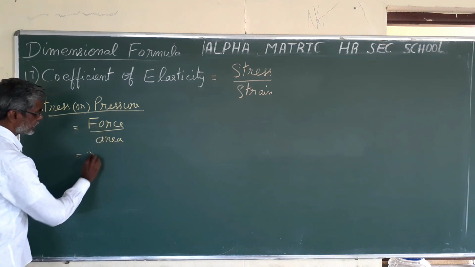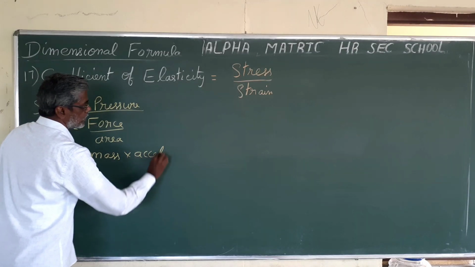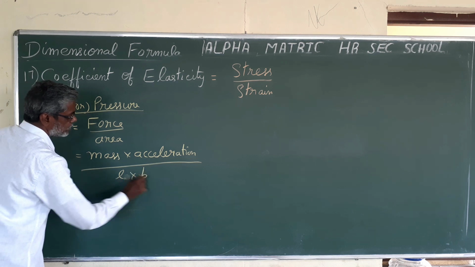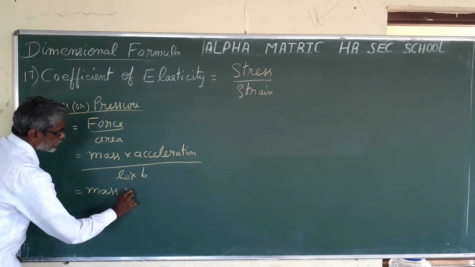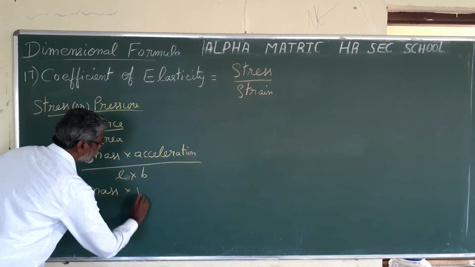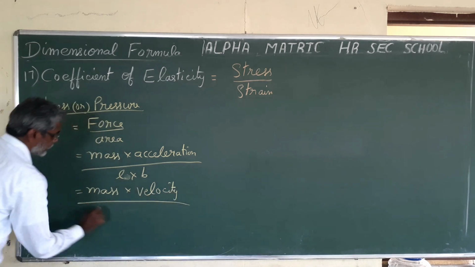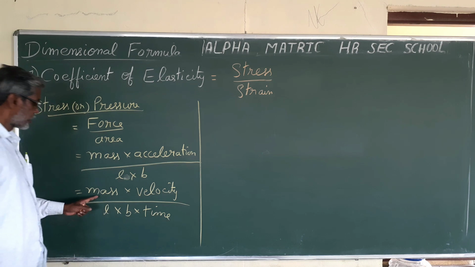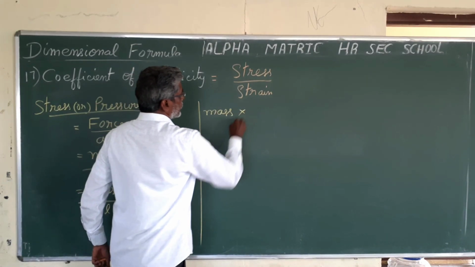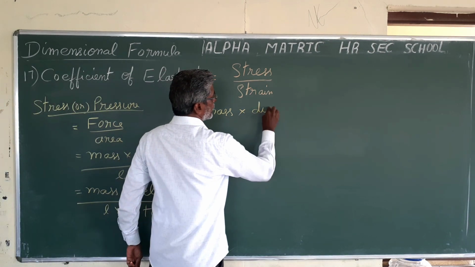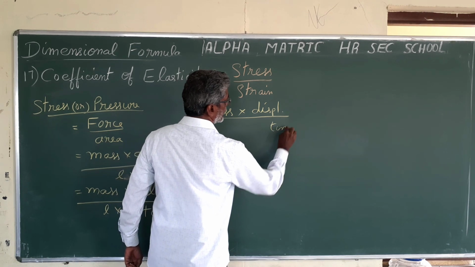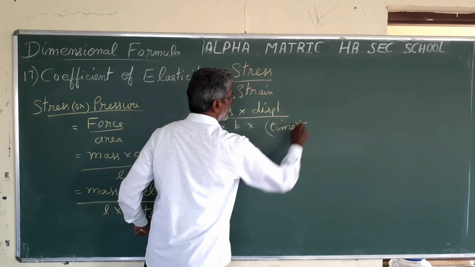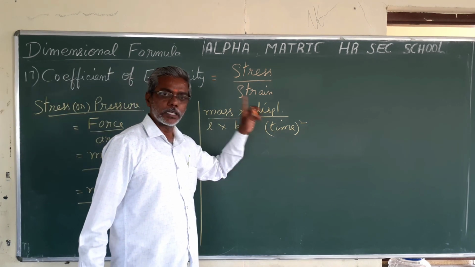What is force? Mass into acceleration, divided by area. You can write area as length into breadth. So mass, acceleration is change in velocity by time. Velocity is displacement by time. So here again breadth, here one more time, so already there is one time, so square. Now you see all are in fundamental form.